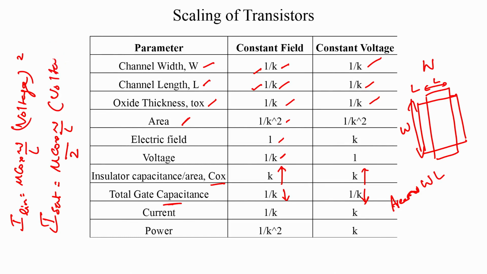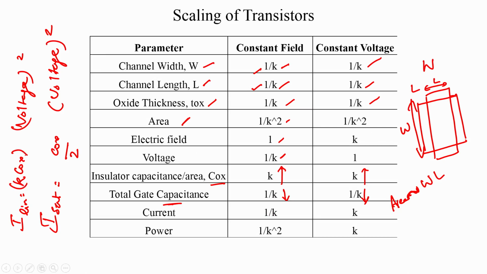Okay. So, what happens if you scale down? What are the parameters here that scale? The mobility not so much. W and L scale, but W divided by L does not scale, that is the aspect ratio. Since W scales by K and L scales down by K, W over L does not scale. Cox does scale. How does Cox scale in the case of constant field scaling? Cox increases by a factor of K. So, Cox becomes K times Cox.